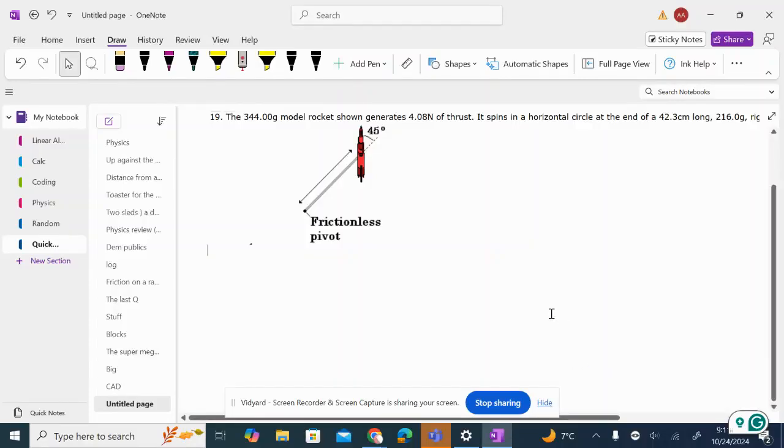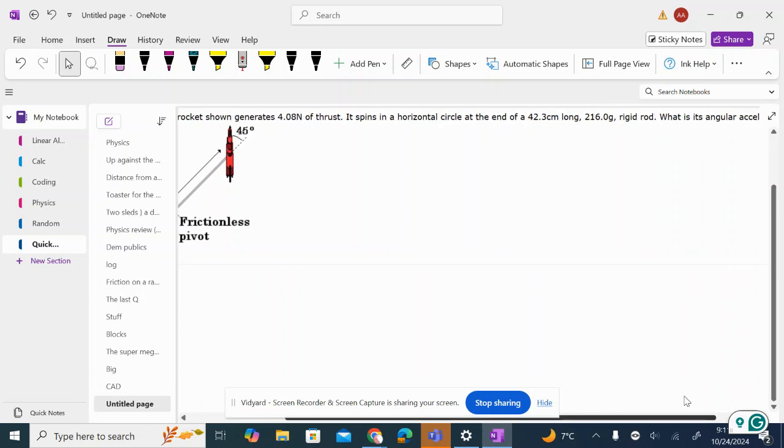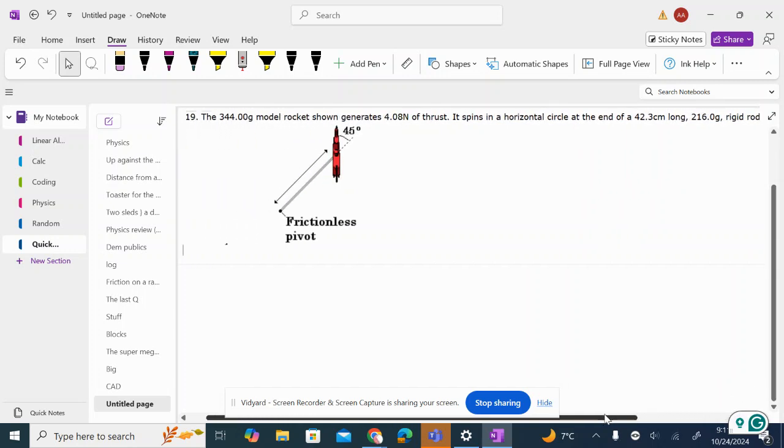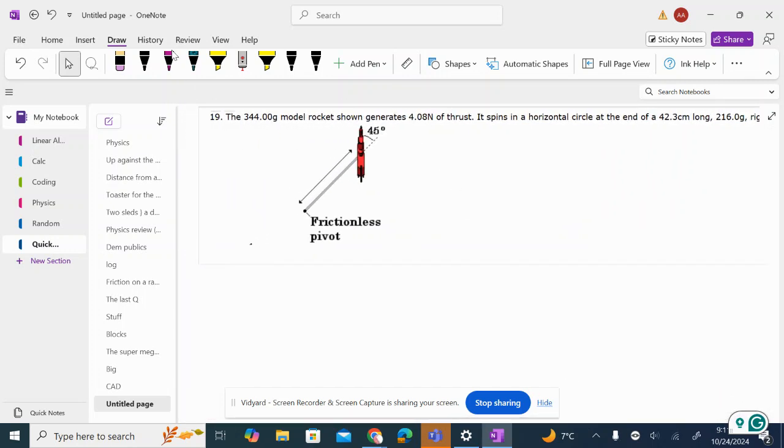The 344-gram model rocket shown generates 4.08 newtons of thrust. It spins in a horizontal circle at the end of a 42.3 centimeter long, 216-gram rigid rod. What is its angular acceleration? Let's state all of our variables.